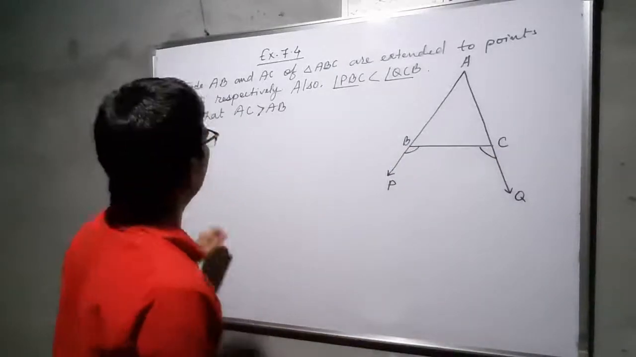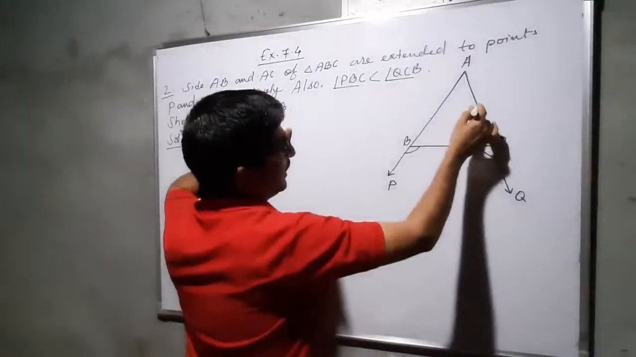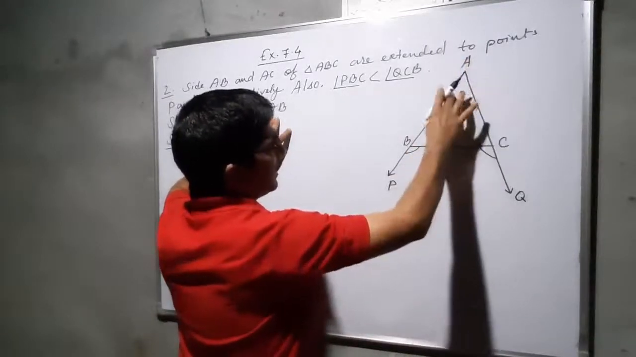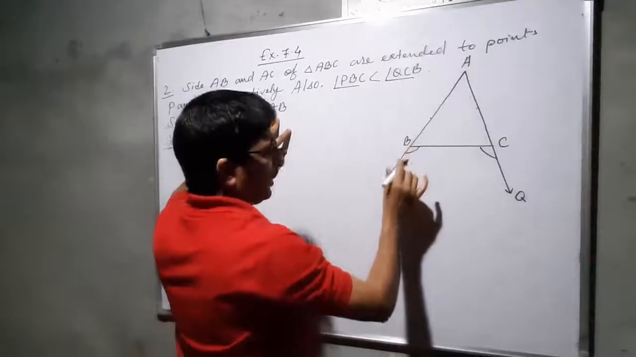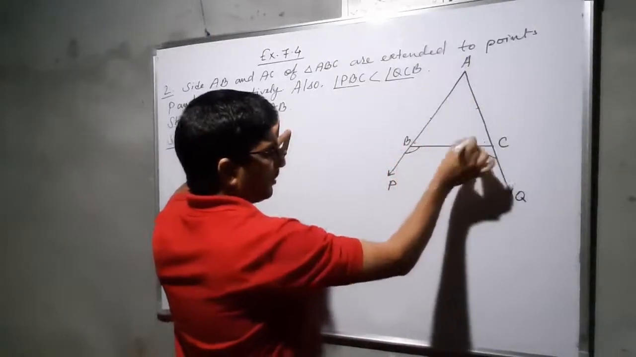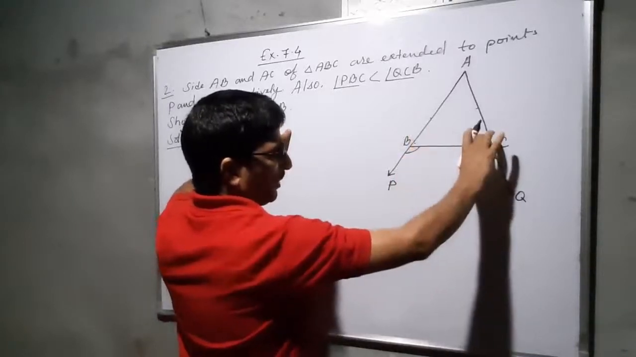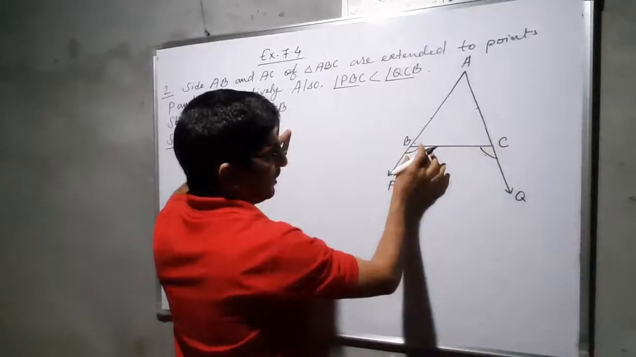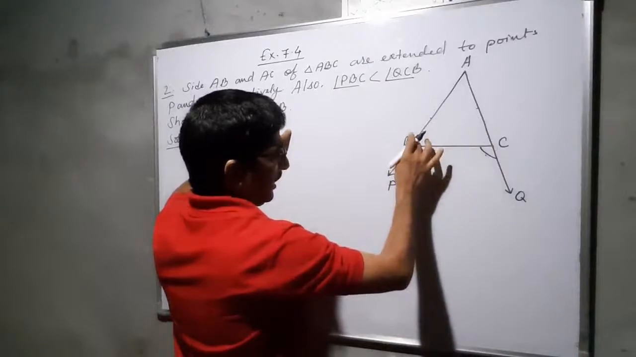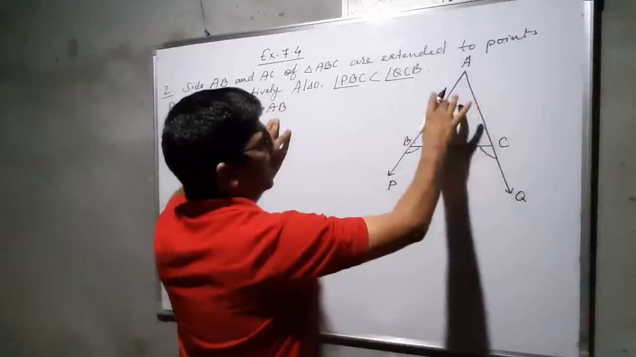Now we have to prove AC is greater than AB. This side is greater than this side. You check how you can prove this. This one plus this one is 180 degrees, a linear pair. This one plus this one is 180 degrees. That means the sums are equal. Since this one is less than this, this will be greater than this. Angle B will be greater than angle C. That's why its opposite side, AC, will be greater than AB.